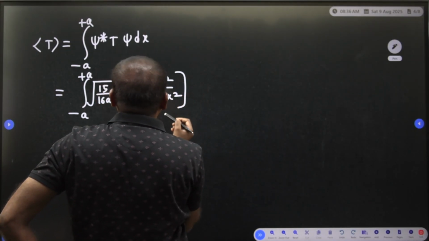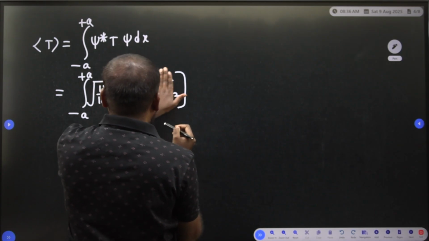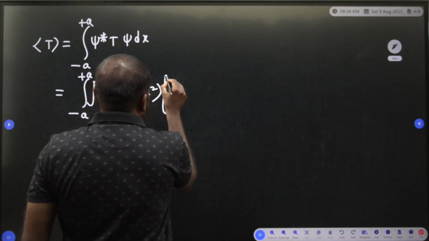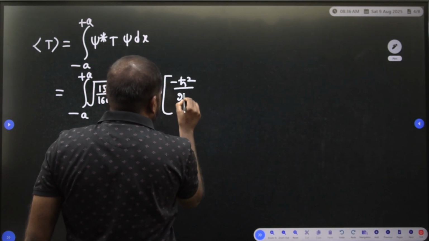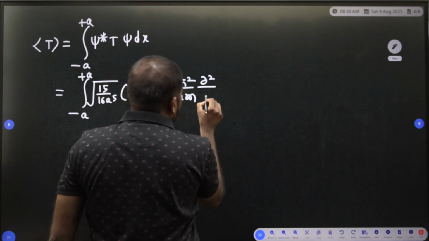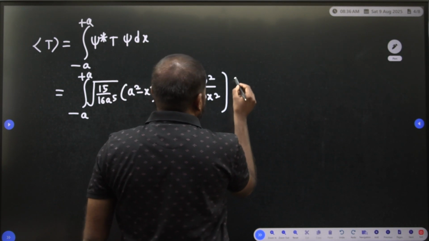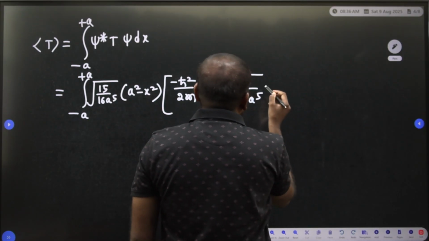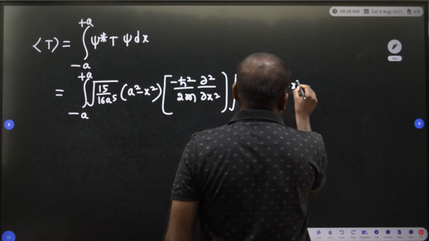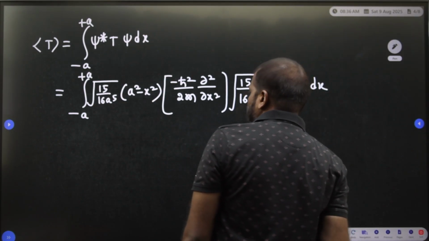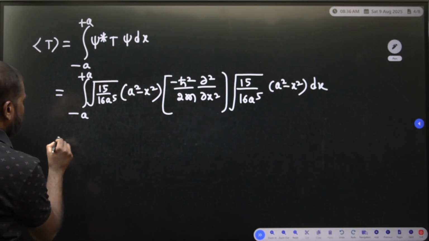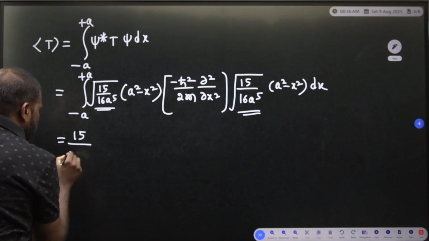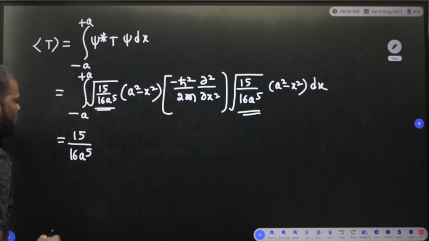Your psi is equal to root 15 divided by 16 a to the power of 5 into a square minus x square, so one more thing is that our wave function a square minus x square also exists. So, your kinetic energy, minus h cut square divided by 2m, dou square by dou x square, into root 15 by 16 a to the power of 5 into a square minus x square into dx, you have to calculate that.